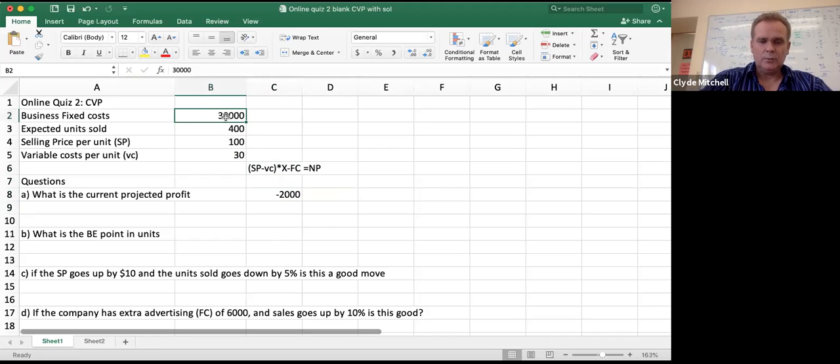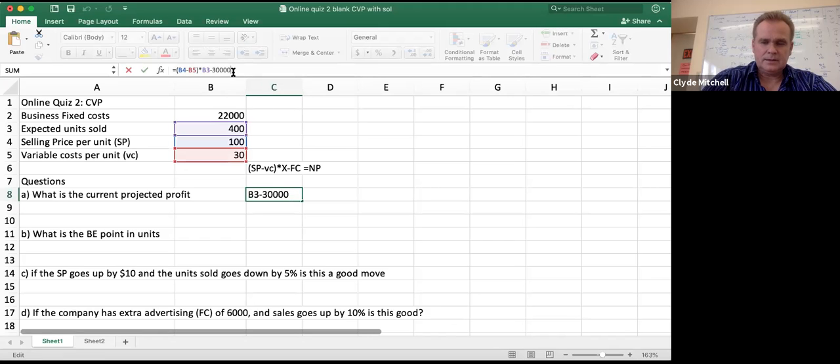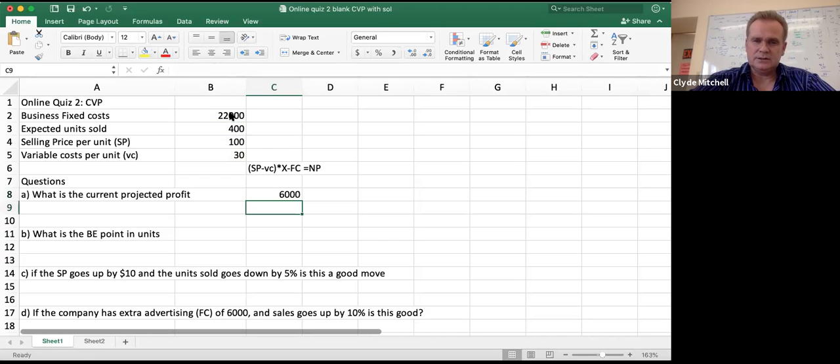So we're going to go straight in here and switch up our fixed costs. So if we switch up our fixed costs, my bad, should have linked to the 22,000. There we go, $6,000 of profit. So what would our break even be?